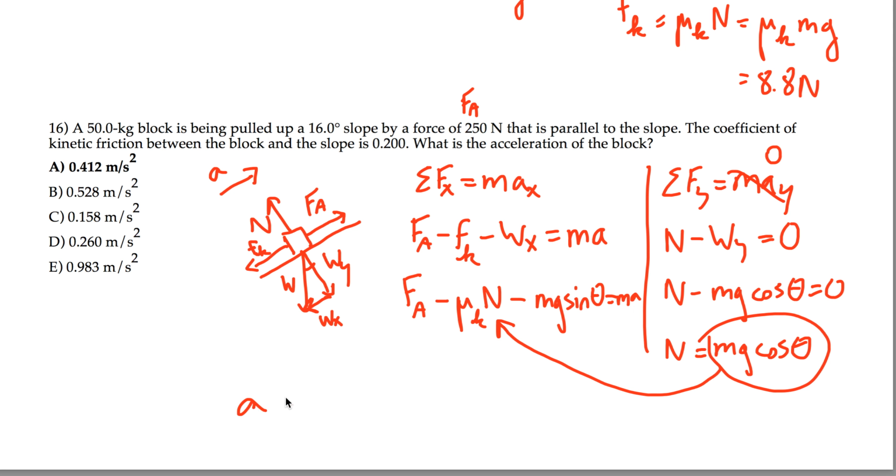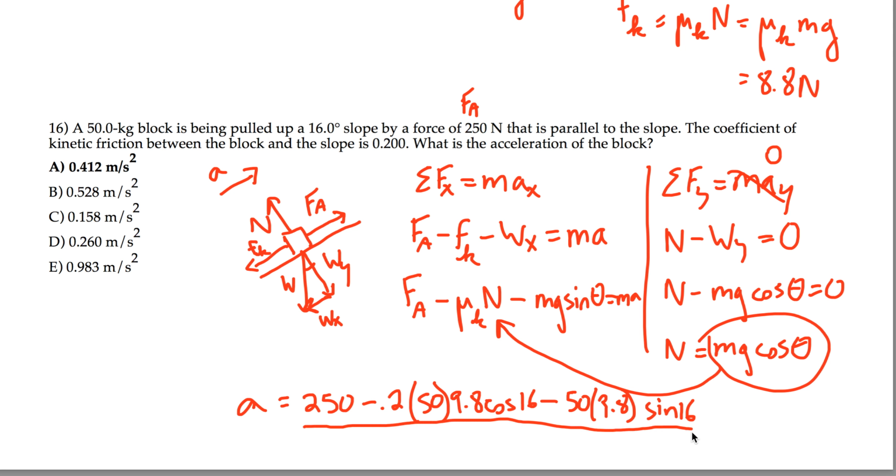So the acceleration would be 250 minus μk, 0.2, times m, which is 50, times 9.8 times cosine of 16. That's the μN term, minus 50 times 9.8 times sine of 16, and all of that has to be divided by the mass to get a by itself, and that should give you 0.412 meters per second squared.